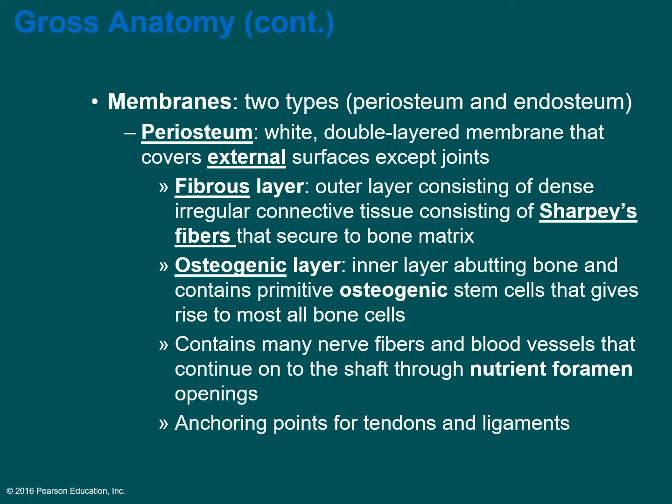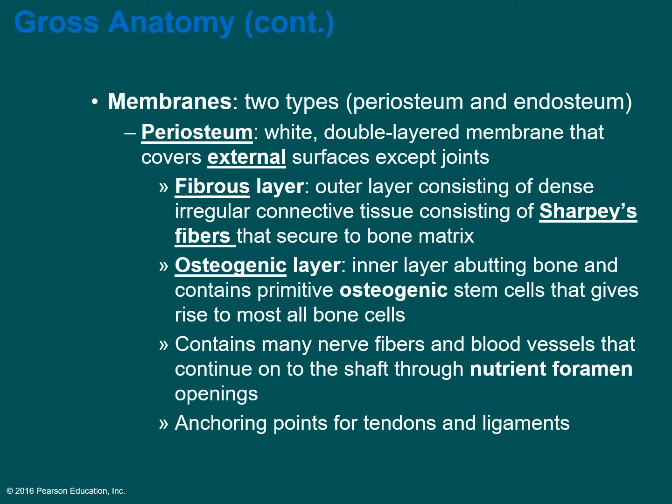So the membranes, the periosteum, it covers the external surface. There's a fibrous layer, that's the outer layer. It's very condensed, irregular connective tissue. It contains what are known as Sharpey's fibers. That helps to hold it to the bone itself, to that bone matrix.